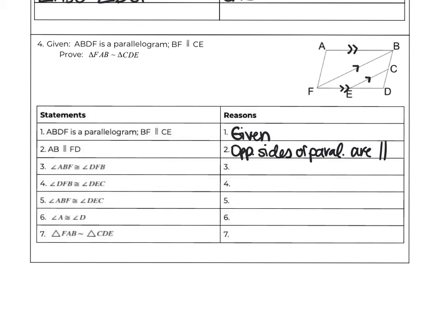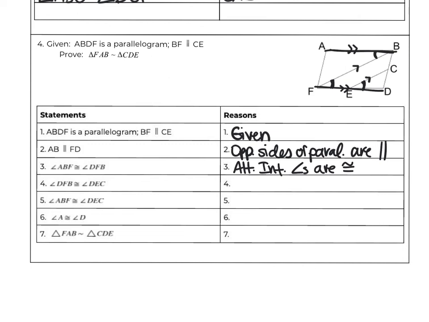Okay, the next line says that angle ABF, which is this one, is congruent to angle DFB. Since these are parallel and this is the transversal, we would say that alternate interior angles are congruent, because they are inside the parallel lines, but on opposite sides of this transversal. All right, line 4 says that DFB, which we just looked at, is congruent to DEC, which is right here. I'm not going to add a second congruent line, since it was the same one.